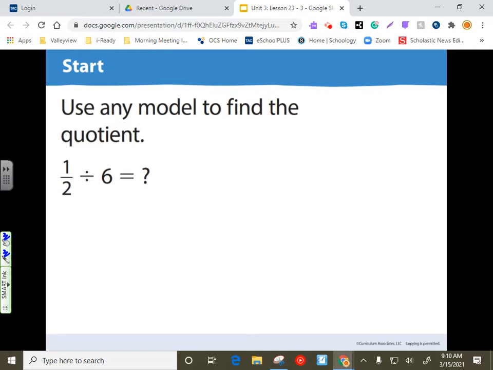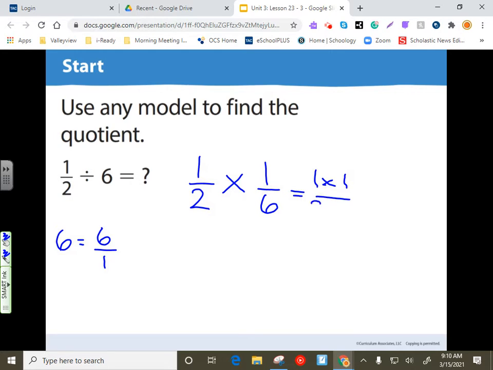So again, with these, we start with keeping our first term. In this case, it's a fraction of 1/2. We change division to multiplication. And we know that 6 is technically 6 over 1, because any whole number is like that. So if we're going to flip our divisor, that becomes 1 over 6. We know 1 times 1, 2 times 6, and that becomes 1/12.